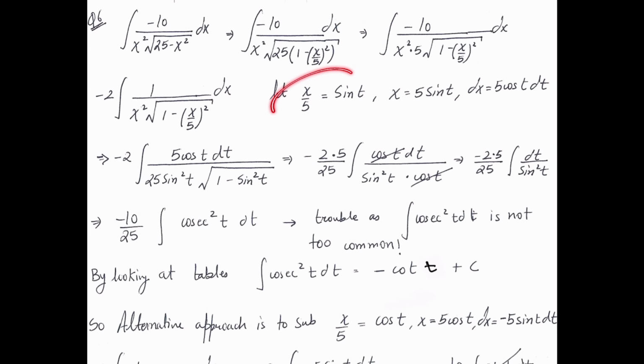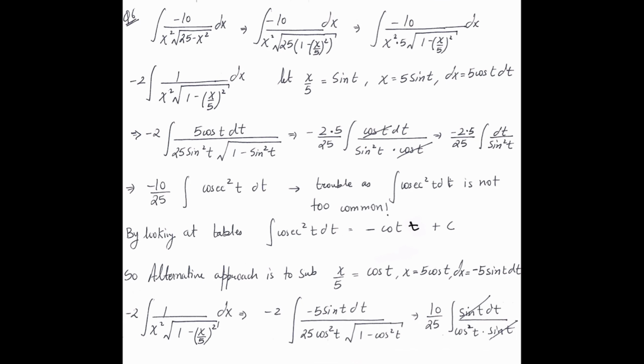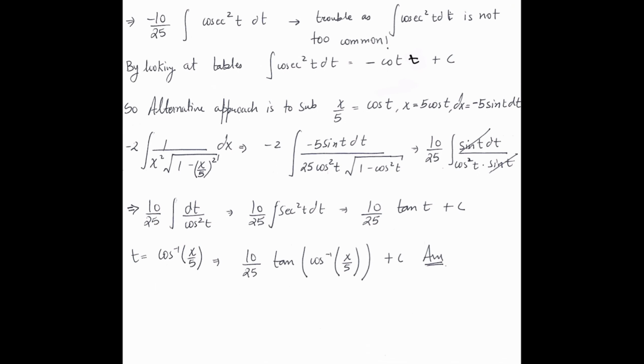So in this case, I substituted a sine, and then I got this, and I also wrote that too. It's a trouble because cosecant squared is not that common, right? By looking at the tables, you can see the integral of cosecant squared is negative cot of t. An alternate approach is if you substitute x over 5 as cos, and you follow along with that substitution, this whole mumbo jumbo will now simplify to just dt over cos squared, like it was dt over sine squared.